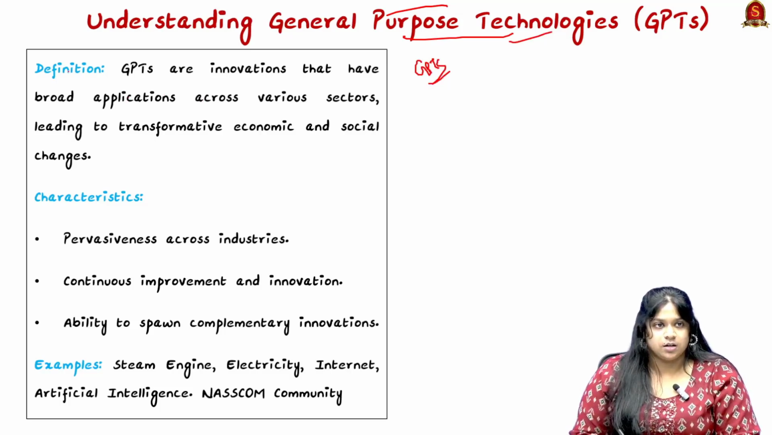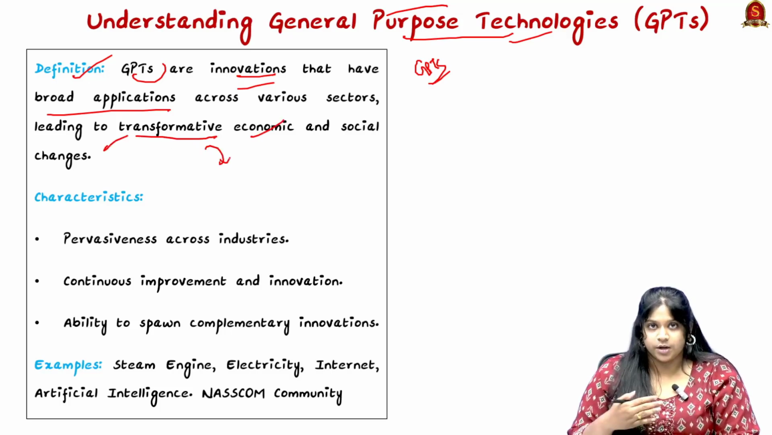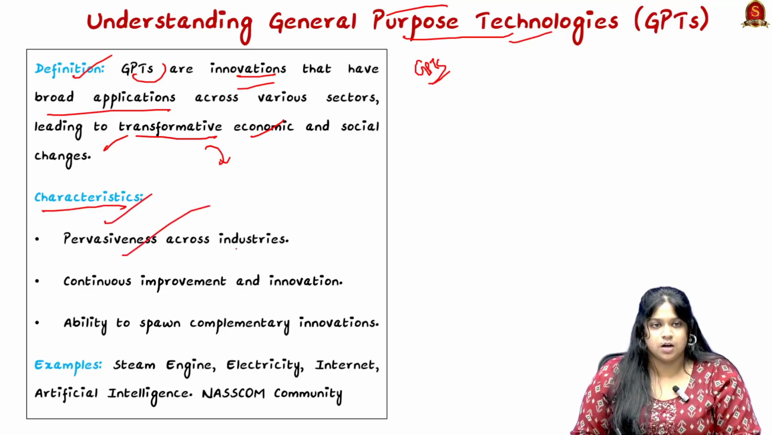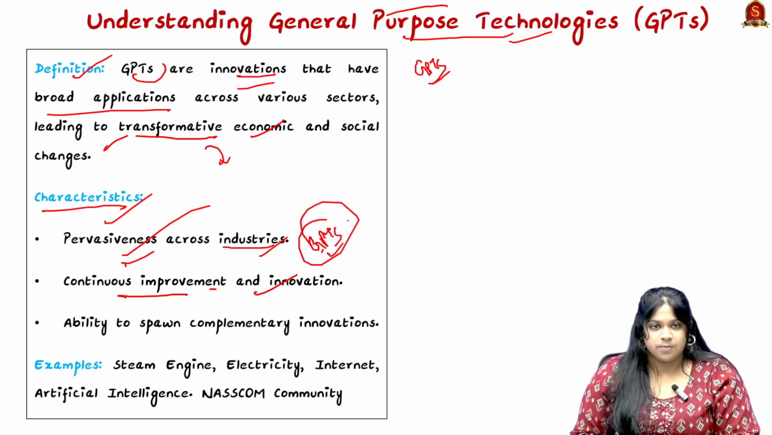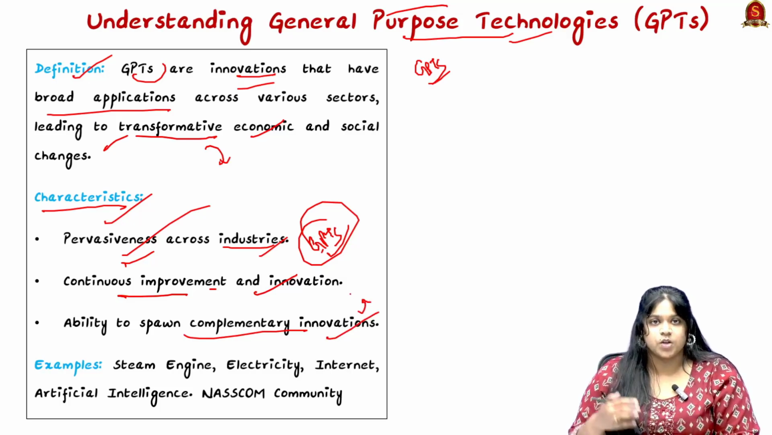So here the definition of GPTs: they are innovations that have broad applications across different sectors, which helps in transformative economic and social changes. So through technology, it has a larger impact on the change of society itself. The characteristics involve pervasiveness in the industries, continuous improvement and innovation in the field of technologies through the GPTs, as there is continuity and there is demand also, and also the ability to enable complementary innovation. So adhering to different demands of society at different spans of time.